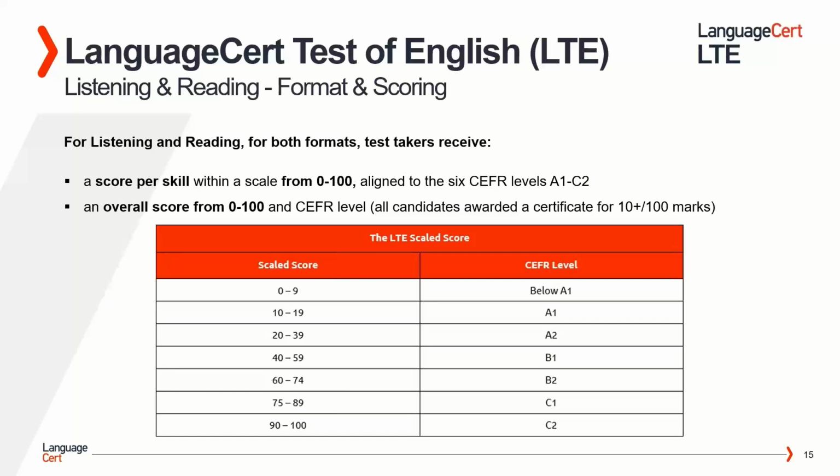Let's now briefly refer to how the listening and reading components are scored. Test takers taking the paper-based or the computer-based format of the test receive a score per skill assessed within a scale from 0 to 100, aligned to the 6 CEFR levels, A1 through C2. They also receive an overall score and a corresponding CEFR level. Please note that test takers need to attain at least 10 marks out of 100 marks to be awarded a certificate. For more details about scoring, please refer to our website.